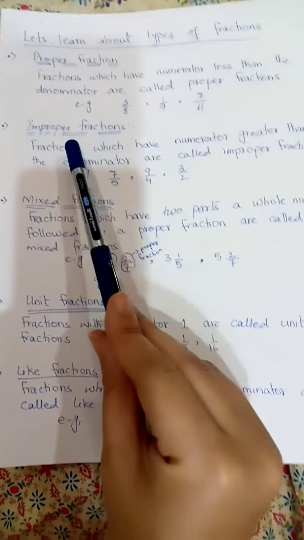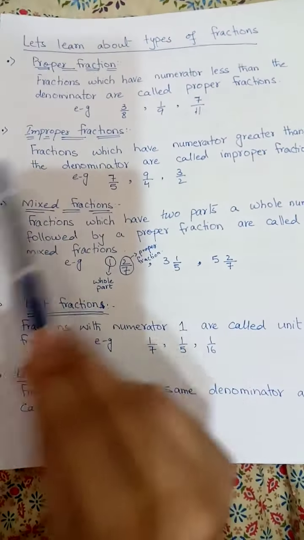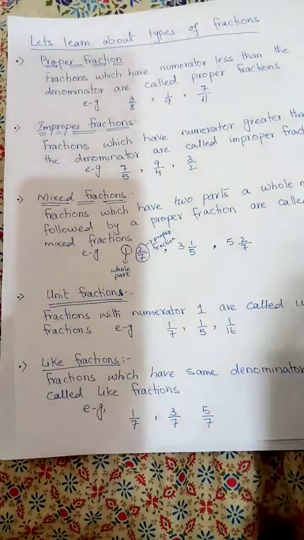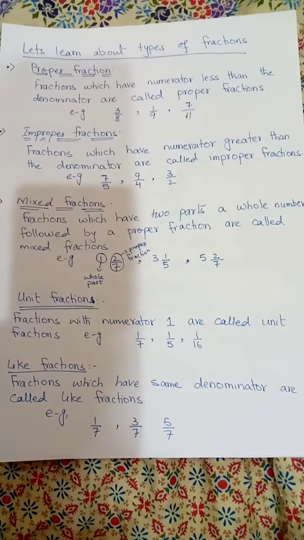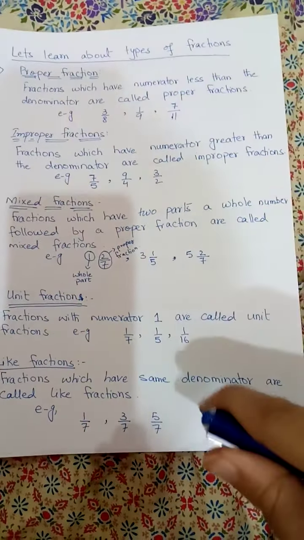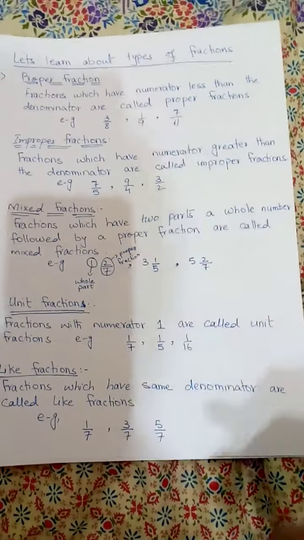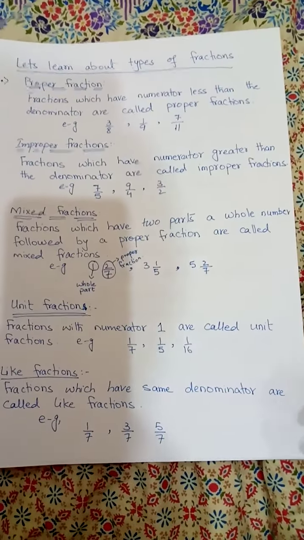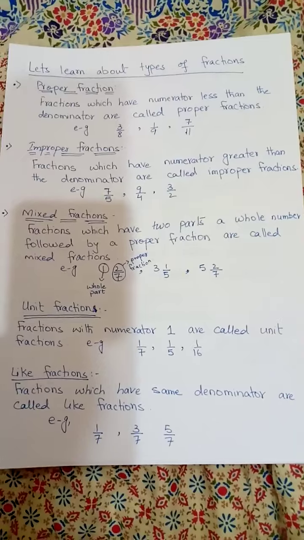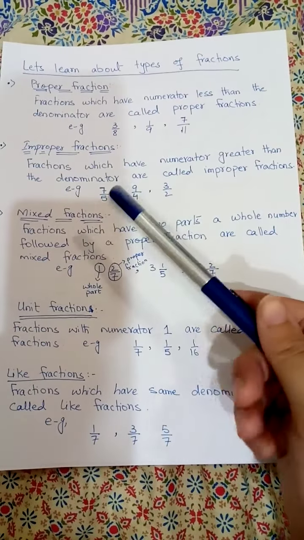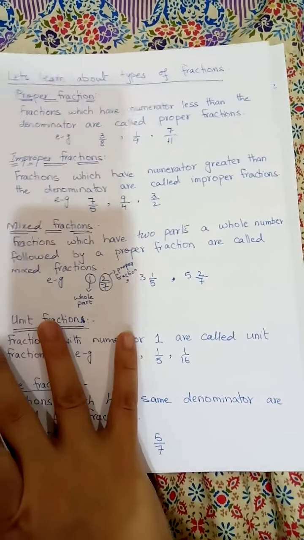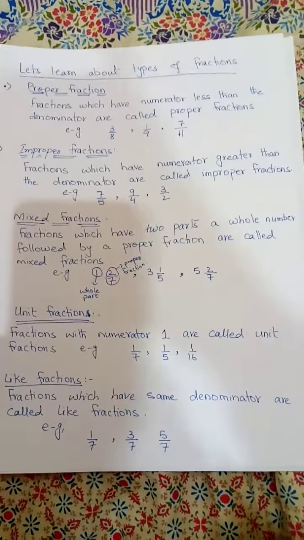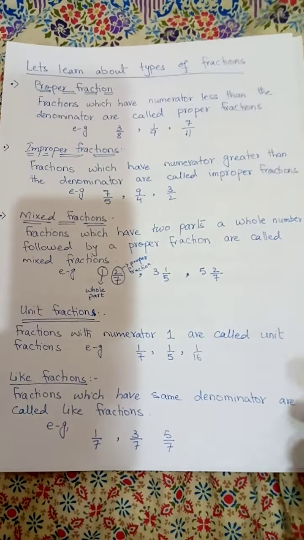Now let's see about improper fractions. So fractions which have numerator greater than the denominator are called improper fractions. So it is obviously improper for a small person to hold up the large person. For example, in numbers we have 7/5, 9/4, 3/2. In all these examples, numerator is greater than the denominator.